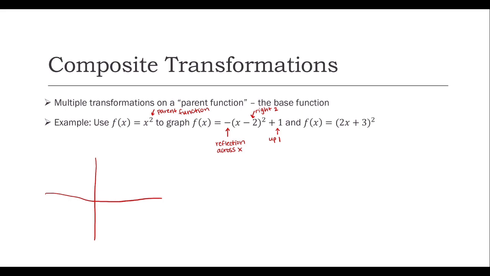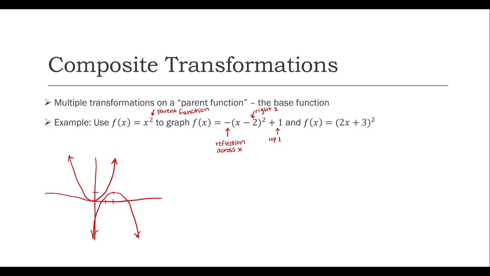So if we had our normal x squared function, we're going to go right 2, up 1, so that's our vertex, and then it's going to be reflected across the x-axis, so it'll be flipped down.